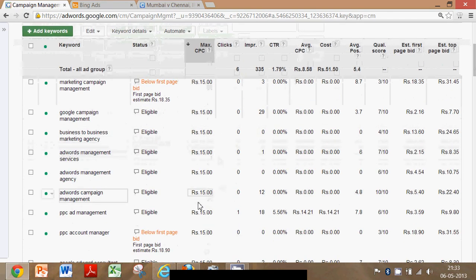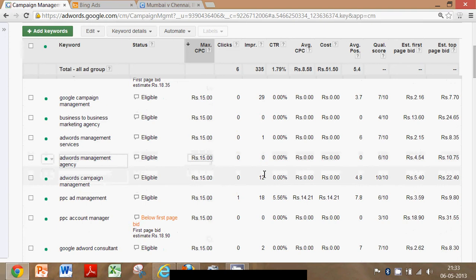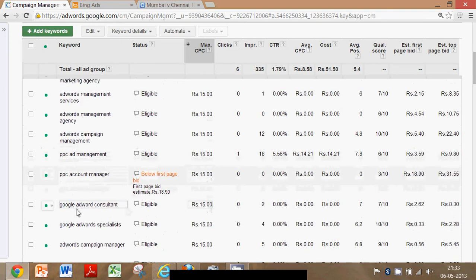Now, this is a fantastic keyword to my mind. Unfortunately, even at 15 rupees, I've had 0 impressions, which means that my bid is still lower. So I might raise it to 20 rupees, it's not a bad bet. Similarly, we have Google AdWords Consultant, again just about 2 impressions, but as we have seen, for any of these keywords, even 6 impressions can result in 1 click, and that 1 click can represent a customer eager to close the sale for you. So this is very, very important.